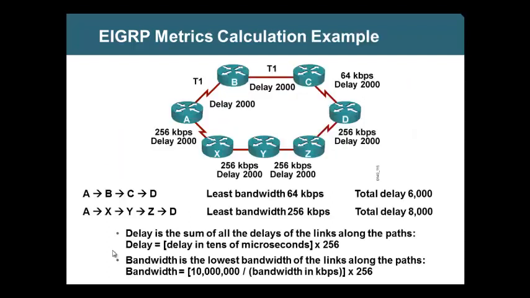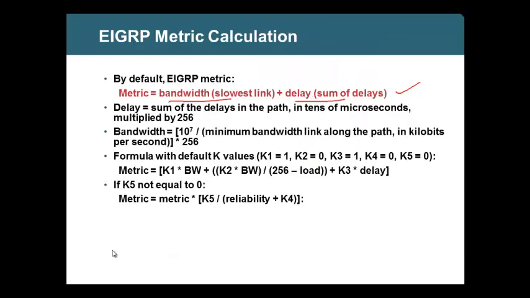Now we are going to understand the metric statement. What does that metric statement say? The default EIGRP metric is equal to the slowest link bandwidth plus sum of delay. What does that mean? What is that slowest link? We understand sum of delay. Sum of delay means addition of all delays. Now what is that slowest link bandwidth?